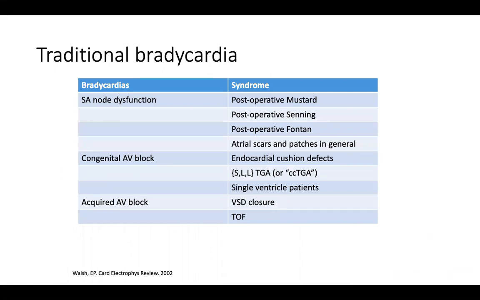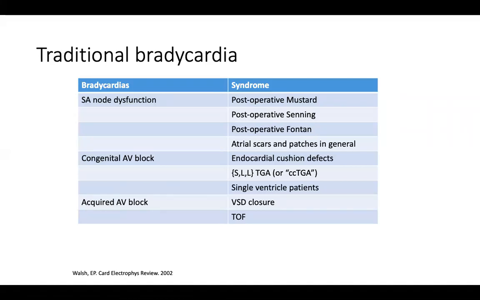So, traditional bradycardia. This is from a review by one of the foremost, if not the foremost, cardiac electrophysiologists in the pediatric and adult congenital world. This was from 2002, so about 20 years ago. The traditional teaching was that there was sinus node dysfunction, congenital AV block, or AV block that occurred mostly because of congenital abnormalities, even if it was a little bit after birth, and then acquired AV block.